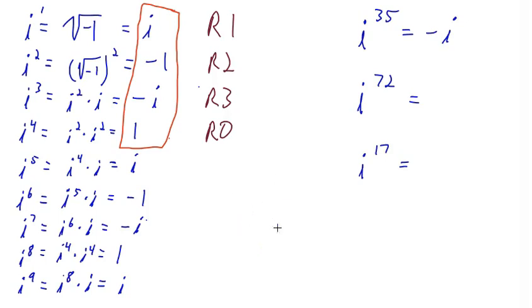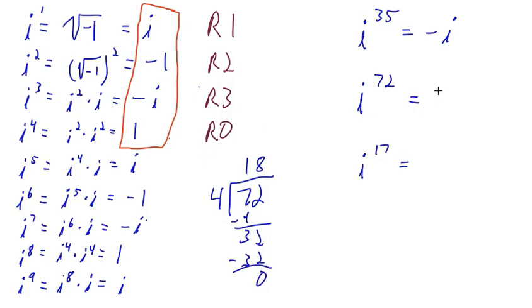i to the 72nd power, we'll divide by 4. Well, 4 goes into 7 once. 1 times 4 is 4. Subtract, get 3, bring down the 2. 4 times 8 is 32. Subtract and get a remainder of 0. We have a remainder of 0, well that equals 1. Finally, we can do problems like this real quickly in our head. 17 divided by 4. Well, 4 goes into 17 4 times, but it has a remainder of 1. Remainder of 1 is equal to i.